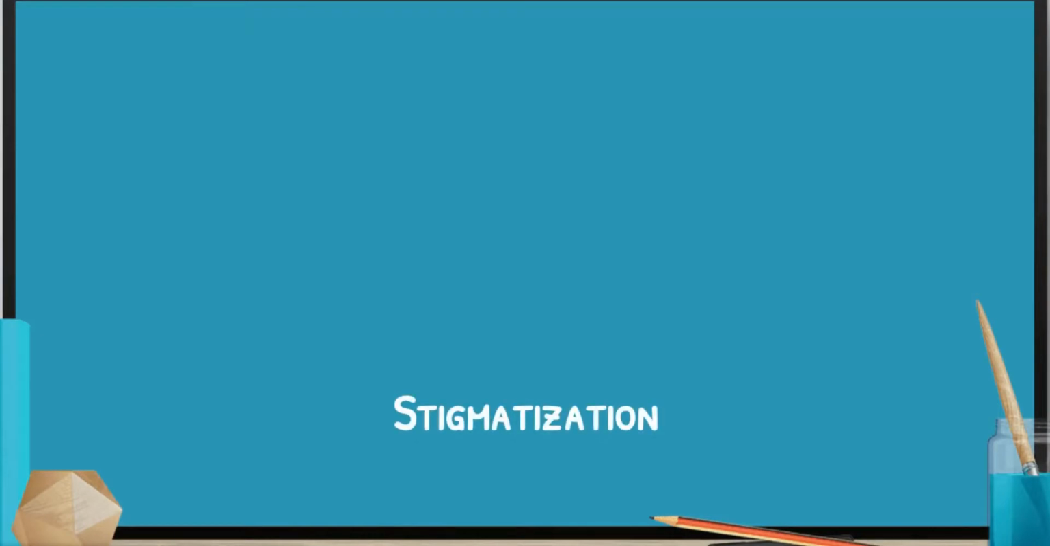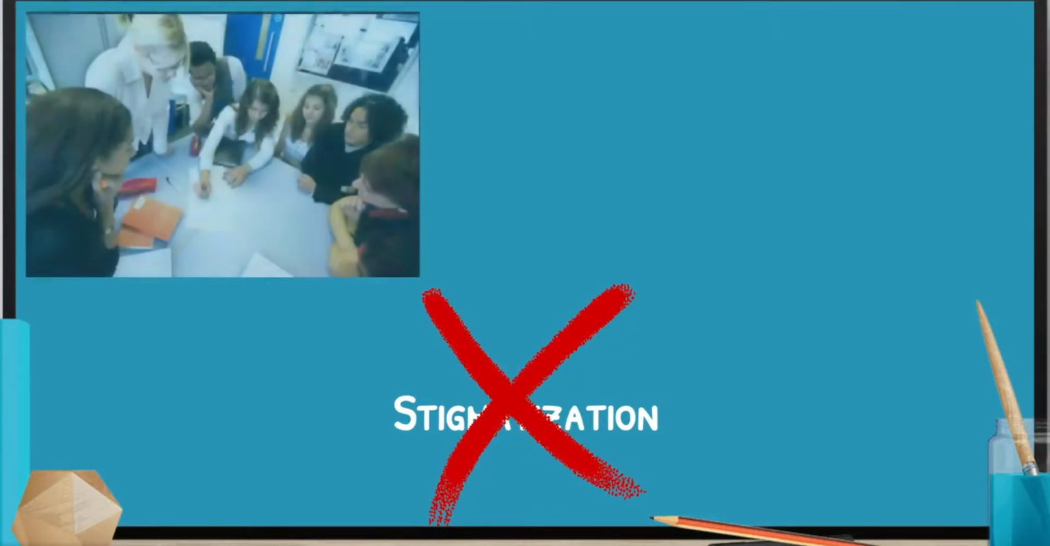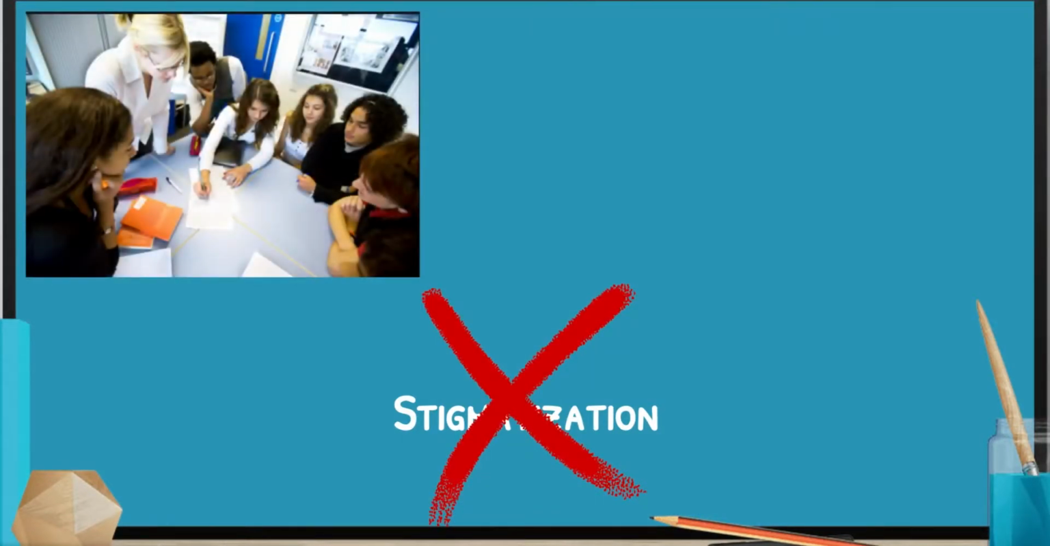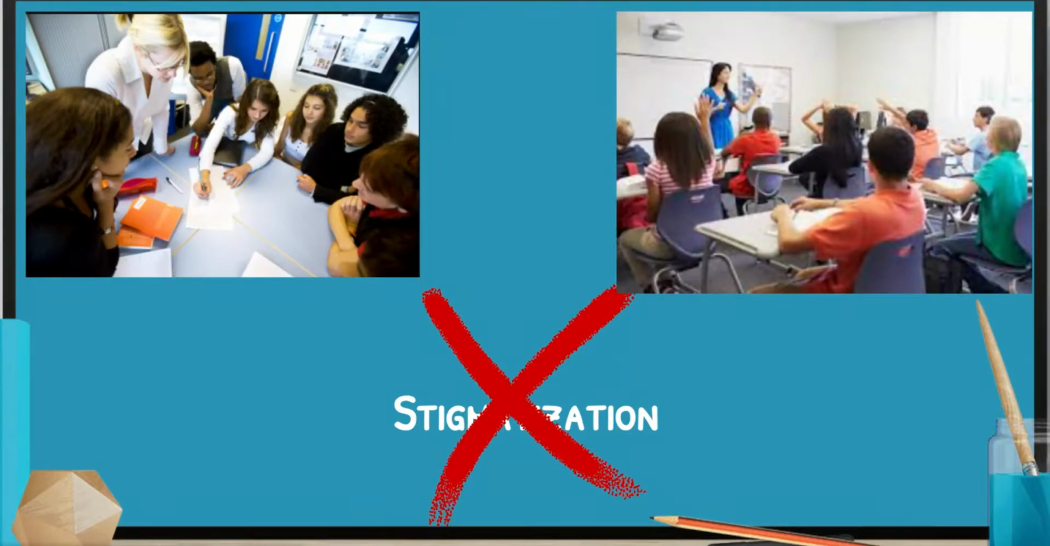Fluid groups means changing up the members of the group to prevent stigmatization, which usually happens when one teacher pulls the same group of students, usually those with disabilities or who are struggling, while the other teacher sees the rest of the class. We should avoid this.